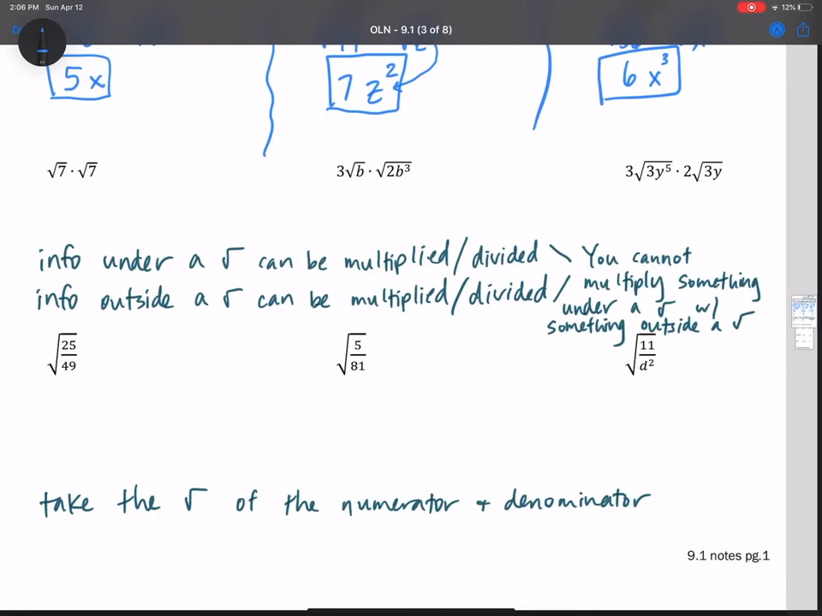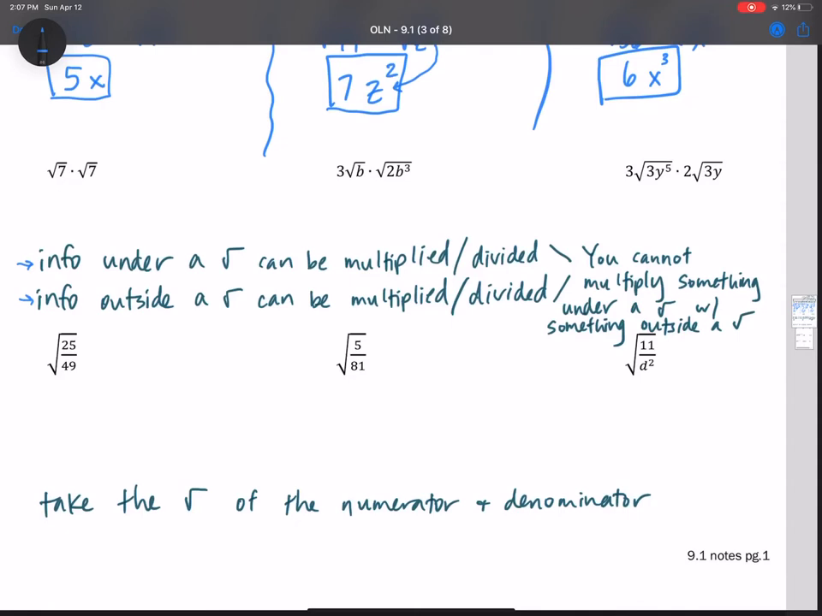So in the notes part, if your information is underneath the square root, it can be multiplied or divided. If the information is outside the square root, it can be multiplied or divided. What you cannot do is multiply something that is outside the square root with something that is under a square root. It's just a rule, you can't do it. And we're going to talk about it in this line right here.